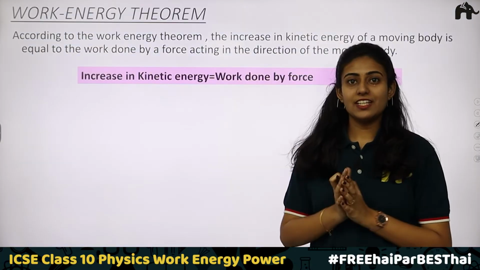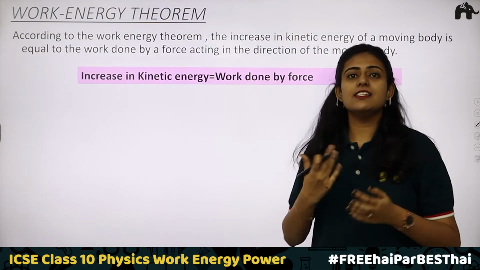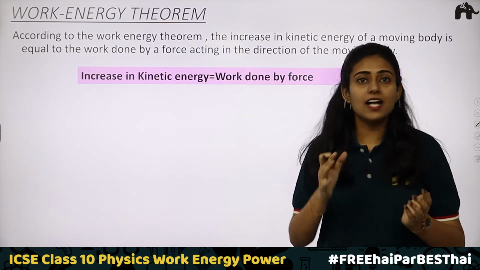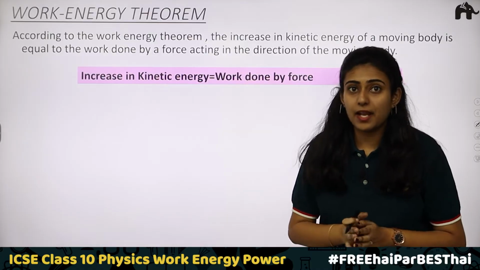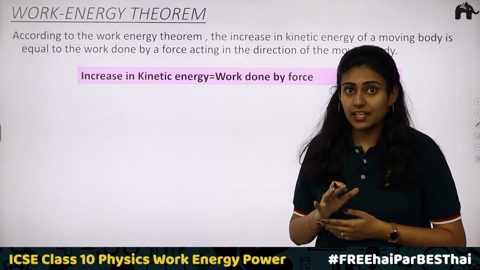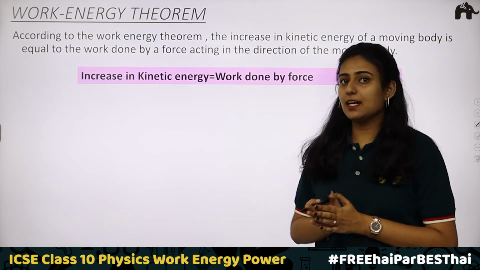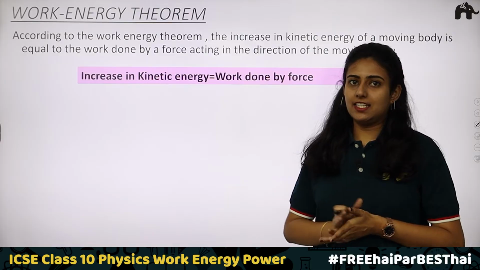Clear? Work energy theorem. We know that when work is done, there is a change in kinetic energy. For example, a car is moving. When brakes are applied, a force is applied, that is, work is being done. What happens when brakes are applied? There is a retarding force and the body finally comes to rest. That is, the velocity is decreasing and there is a change in kinetic energy.